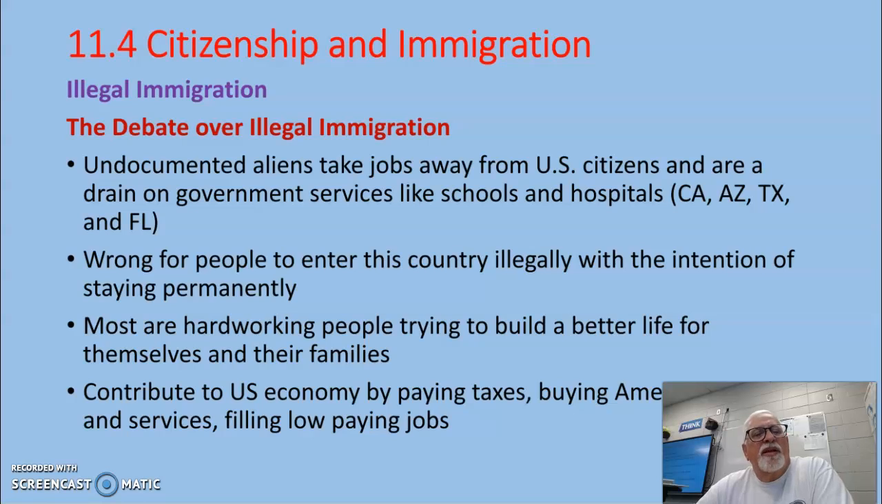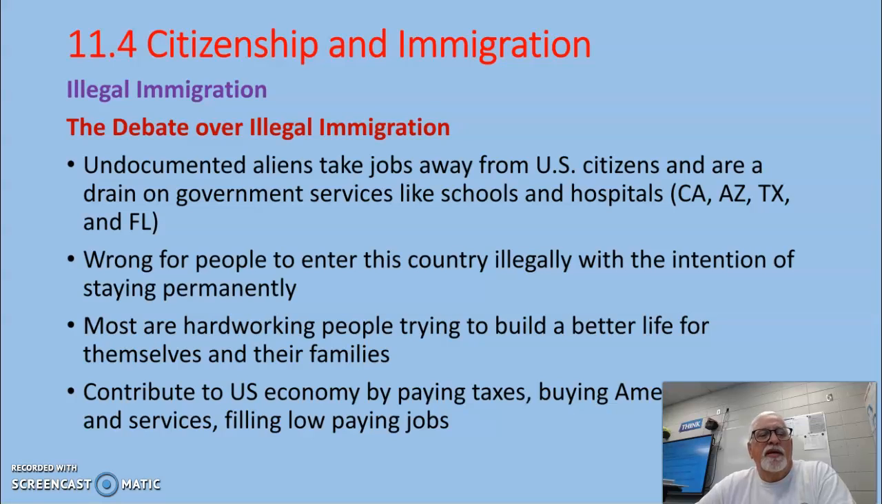What do you think about illegal immigration? Well, some people say undocumented aliens take away jobs and they're a drain on government services like schools. They get here, they're illegals, they build houses, sure, but they are building houses where an American could build that house. And they go to school and they get sick and things like that. And who pays for that? Well, American citizens.